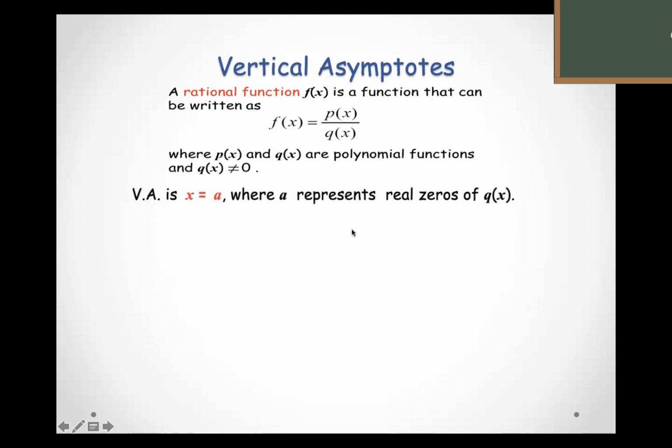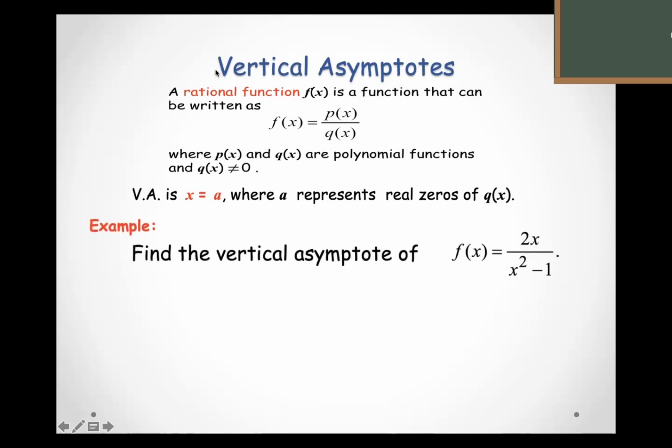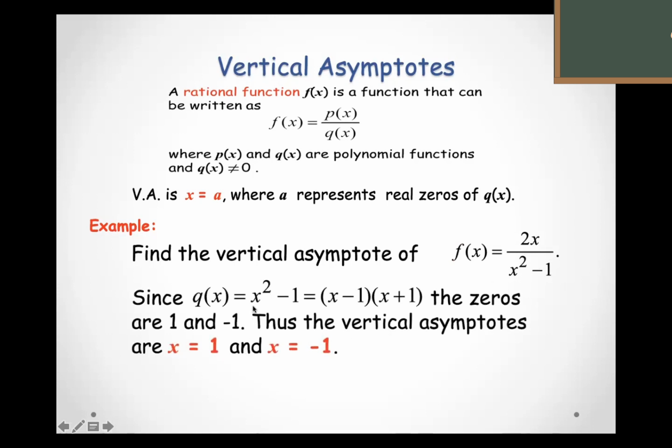So we have here an example. The vertical asymptote is x equals a, a vertical line, where a represents the real zeros of the function, the values that make the denominator zero. Find the vertical asymptote of f of x equals 2x over x squared minus 1. Remember the factors here. This is a difference of squares, x plus 1 and x minus 1. So when you solve, x equals 1 and x equals negative 1.